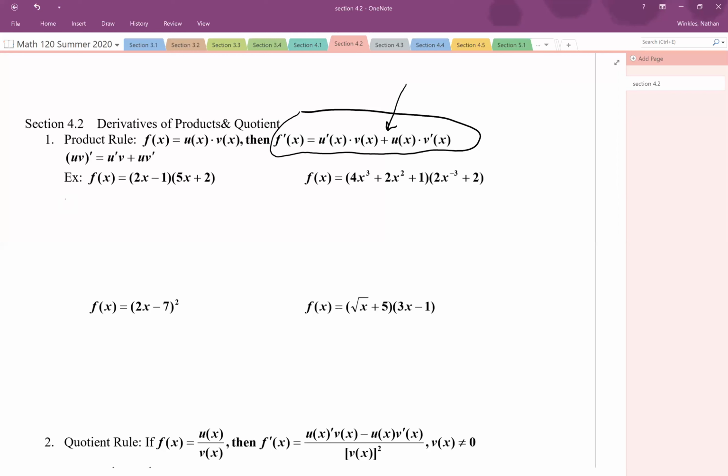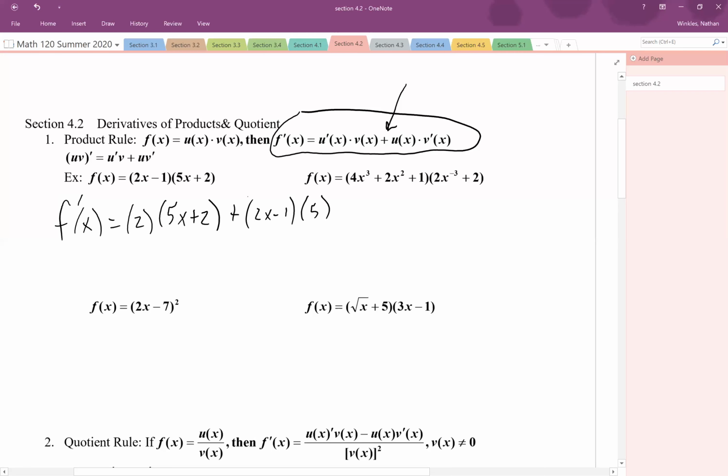So f prime of x, by our definition, is the derivative of 2x minus 1, which is 2, times the original of the second one, plus the original of the first one, 2x minus 1, times the derivative of the second one, which is 5. Simplifying, we get 10x plus 4 plus 10x minus 5. So we have 20x minus 1 as our f prime of x in this case.